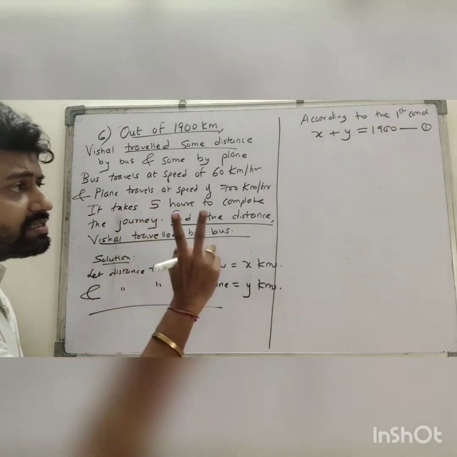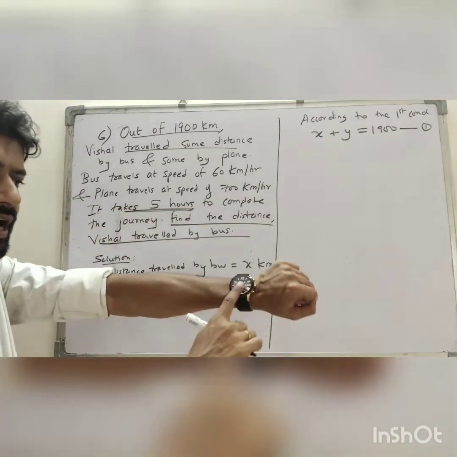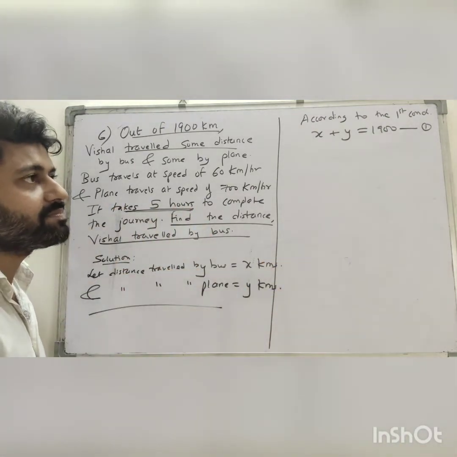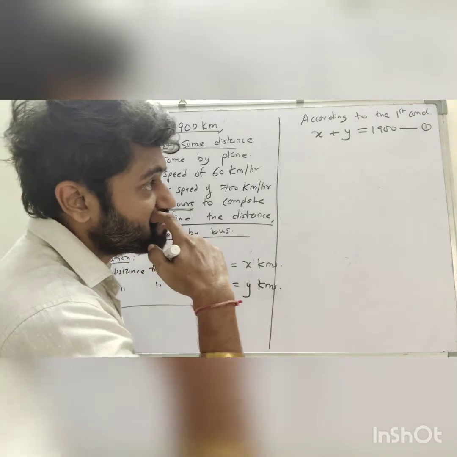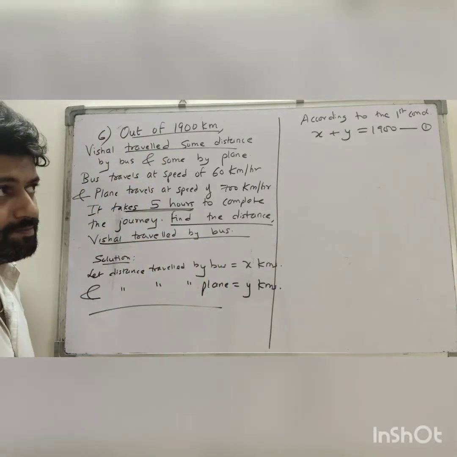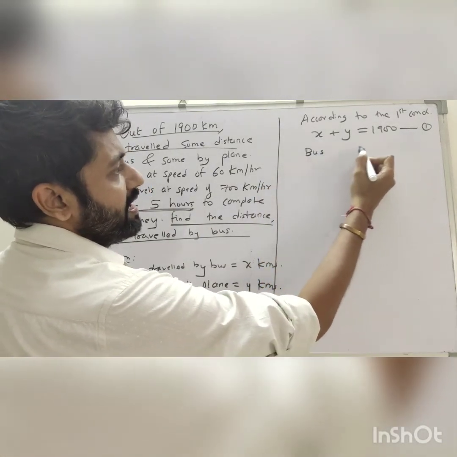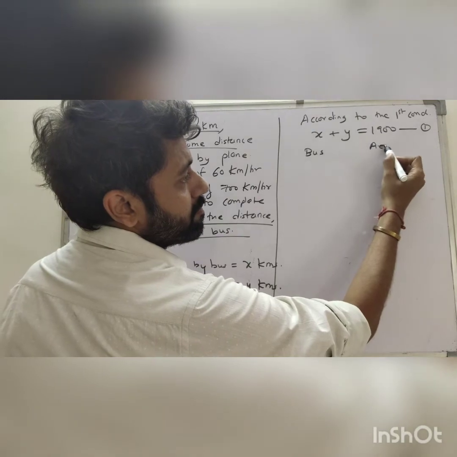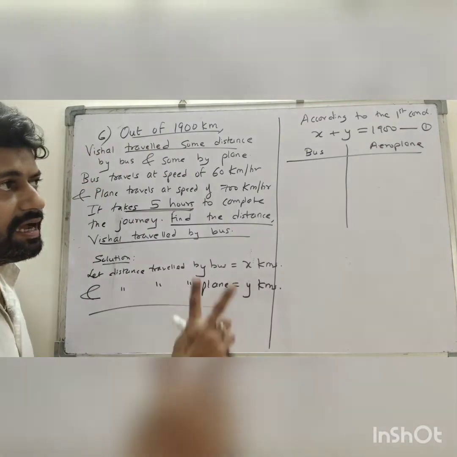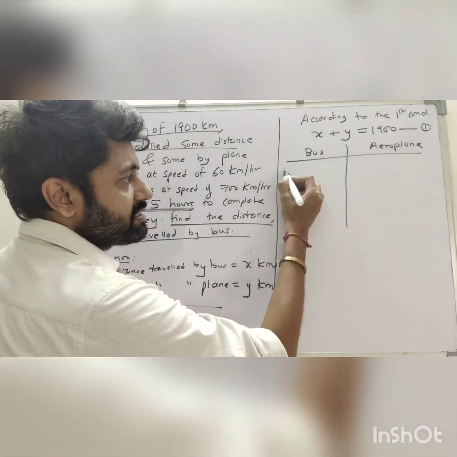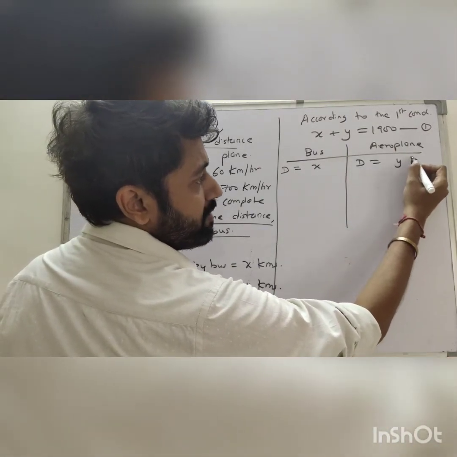The second condition is based on hours. Hours meaning time. Time is equal to distance upon speed. I have two journeys. One is by bus and the other is by aeroplane. Vishal has 2 journeys, by bus and by aeroplane. The distance he covers by bus is x, and here the distance covered is y kilometers.